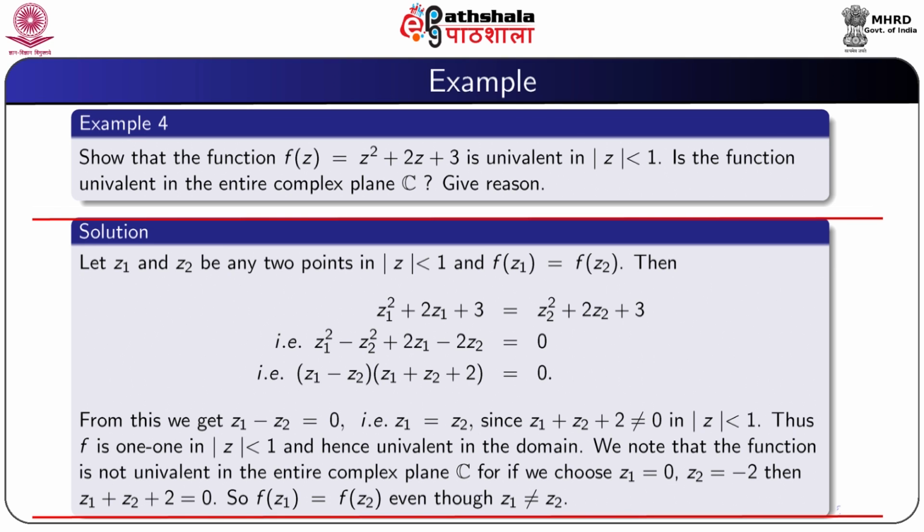We note that the function is not univalent in the entire complex plane C, because if we choose z1 as 0 and z2 as -2, then z1 + z2 + 2 is 0. So f(z1) = f(z2) even though z1 is not equal to z2.